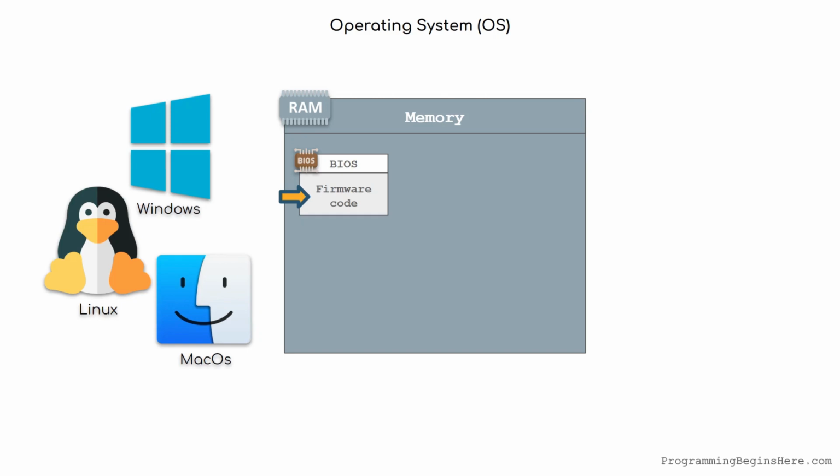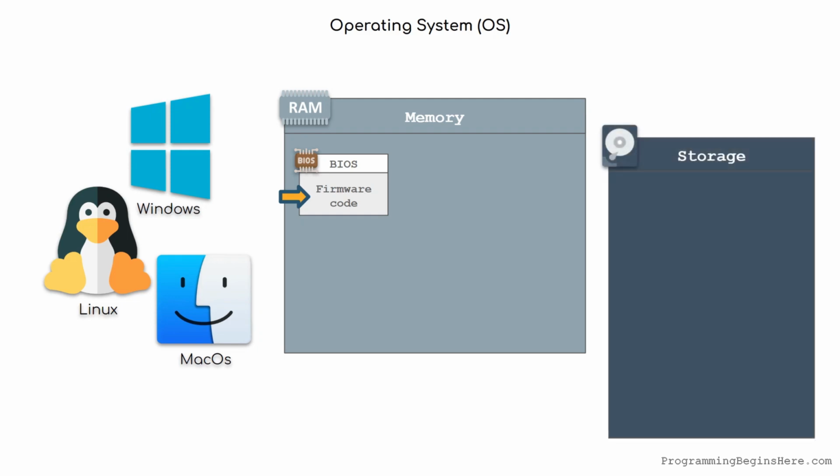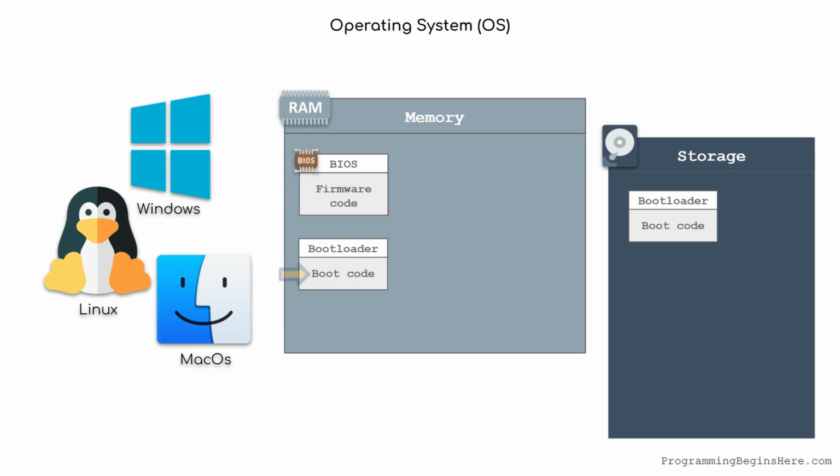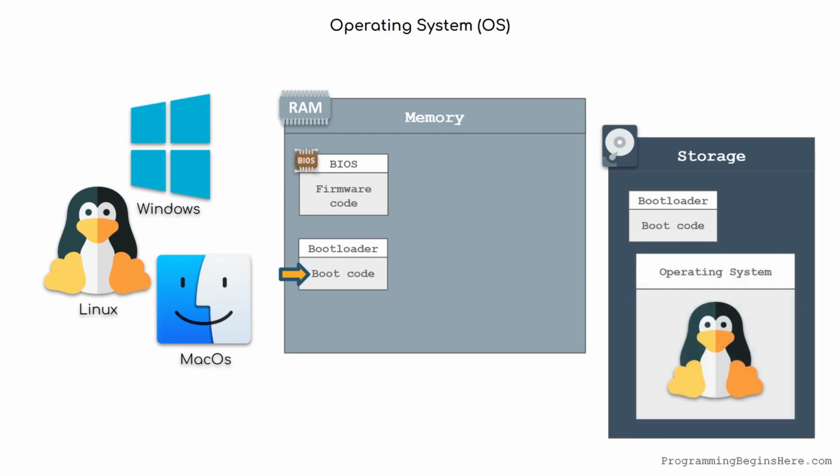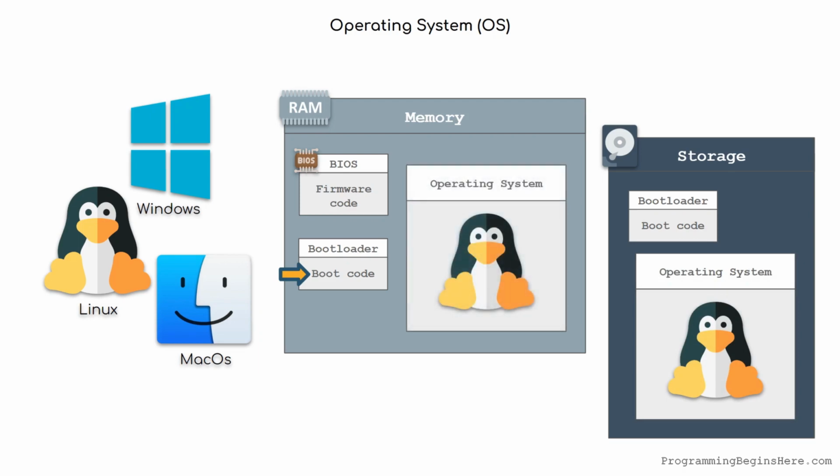Firmware does many important things, and one of them is that it looks for a storage and for another special program in the storage called bootloader. Once found, firmware will load the bootloader into the memory and will let CPU jump to executing commands from the bootloader. The bootloader in its turn will know where to look for the operating system, will load it into the memory, and as soon as it is ready, will let CPU jump to executing commands from the operating system.